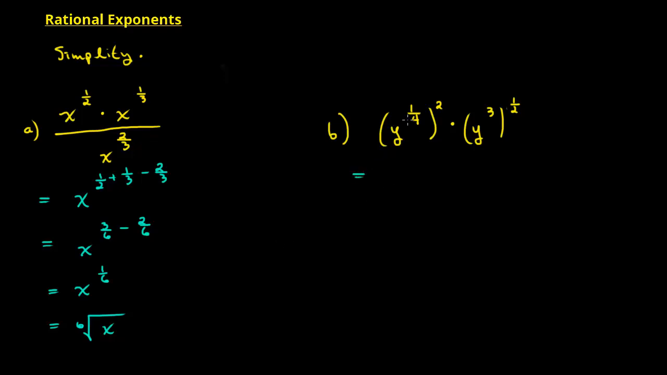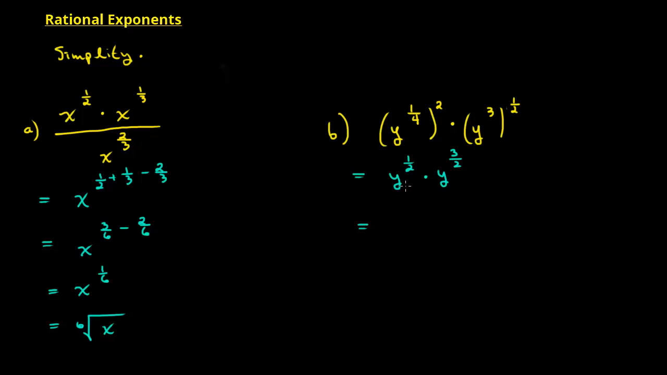In B, we've got y to the 1/4 to the power of 2 times y to the power of 3 to the power of 1/2. So the first thing is to simplify the exponents. I'm raising a power to a power, so I can multiply the exponents. 1/4 times 2 is 1/2. So I have y to the power of 1/2. 3 times 1/2 is 3/2. So I have y to the power of 1/2 times y to the power of 3/2.